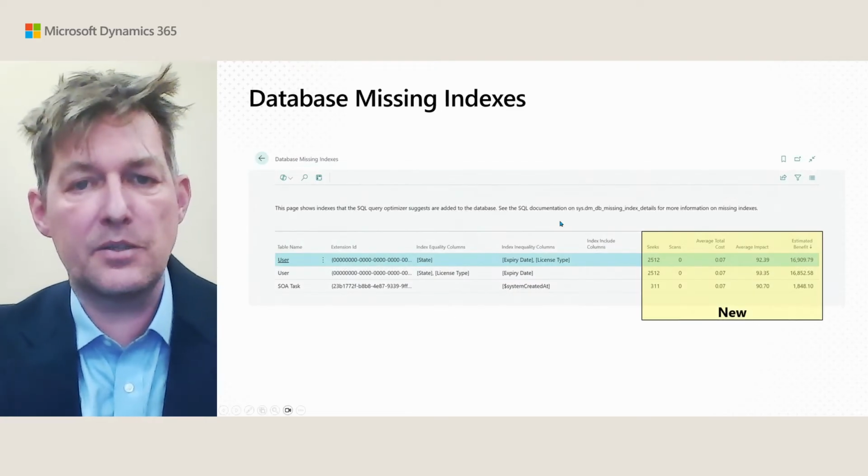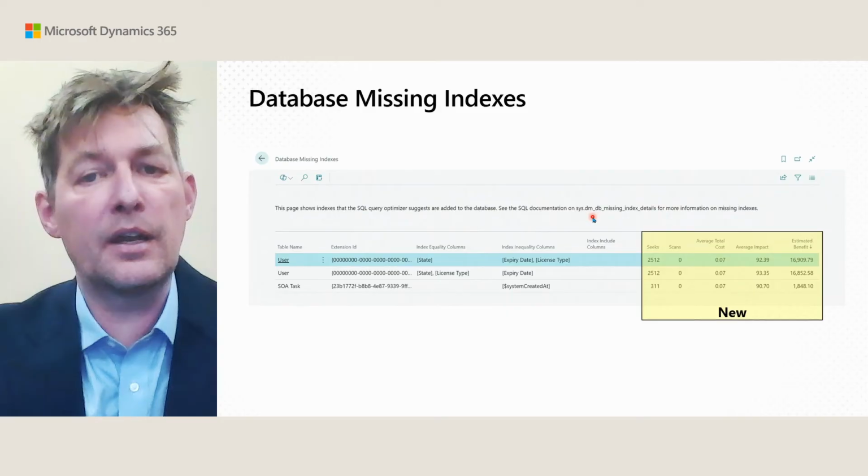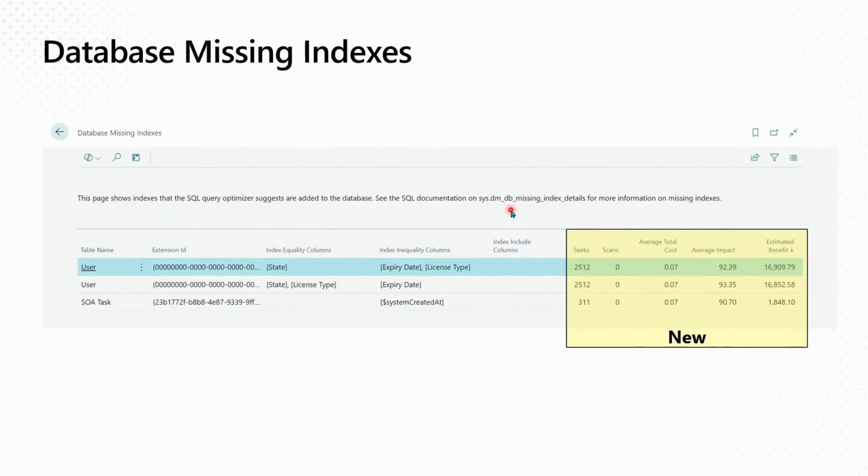The database missing indexes page is basically a wrapper on top of the dm_db_missing_index_details DMV on SQL Server, and we added these new fields: seeks, scans, average total cost, average impact, and estimated benefit.